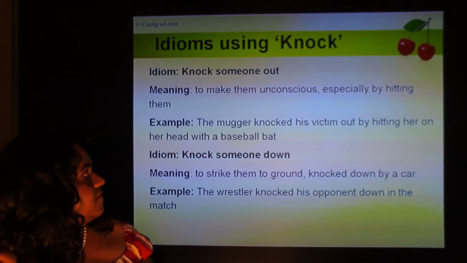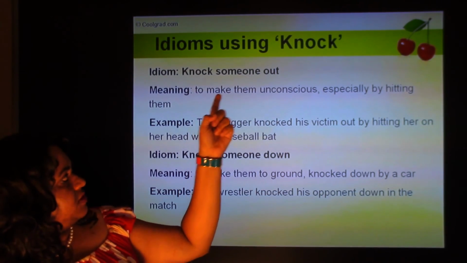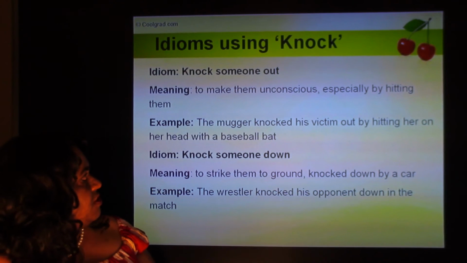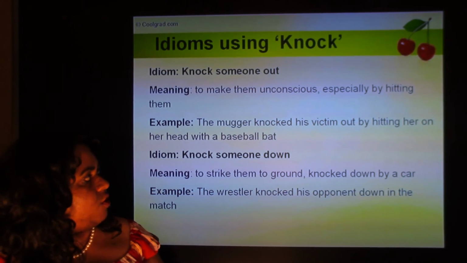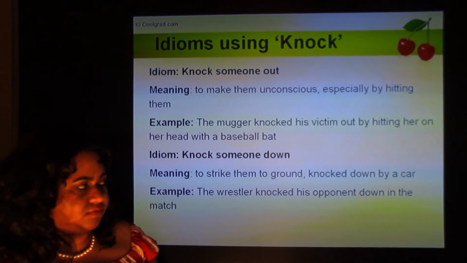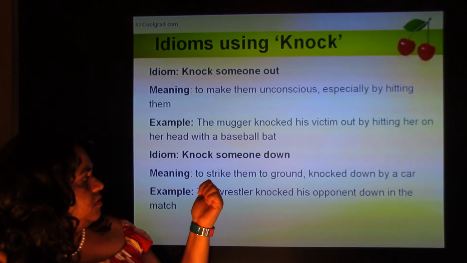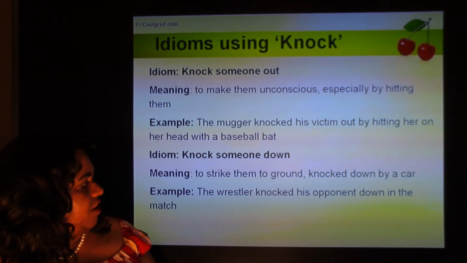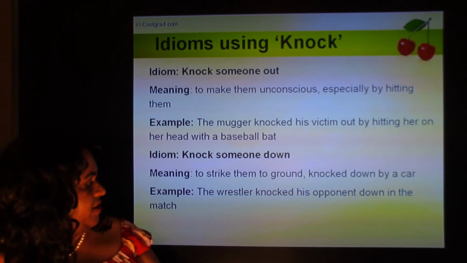So knock someone out means to make them unconscious, especially by hitting them. The mugger knocked his victim out by hitting her on the head with a baseball bat. Knock someone down, to strike them to the ground, knocked down by a car, for example. The wrestler knocked his opponent down in the match.